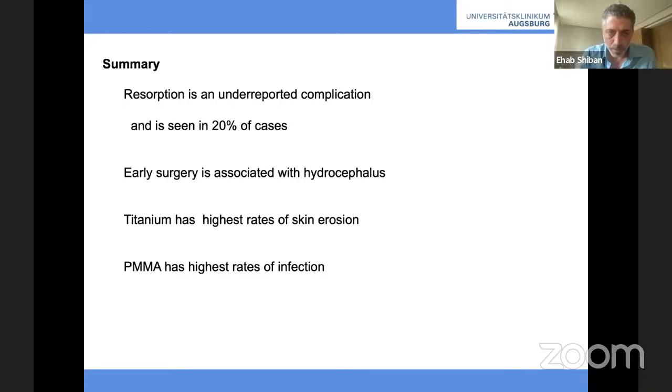So in summary, the most important take-home message is resorption is a very underreported complication, up to 20% of cases, mostly in younger traumatic brain injury patients. So I would suggest to be more aggressive with buying an implant and putting synthetic devices here, not bone. Early surgery is associated with hydrocephalus. Titanium has the higher risk of skin problems, and plastic the higher risk of infection.